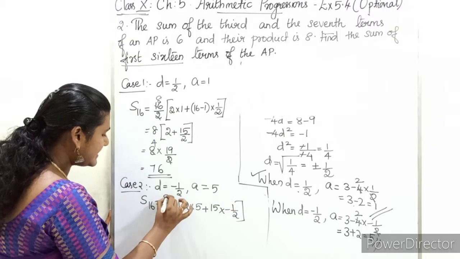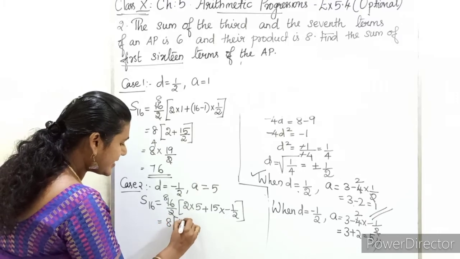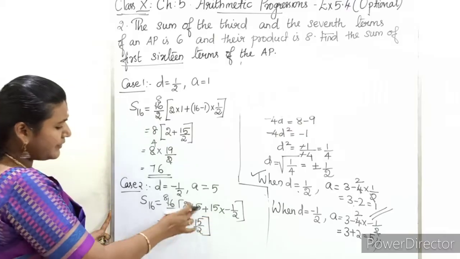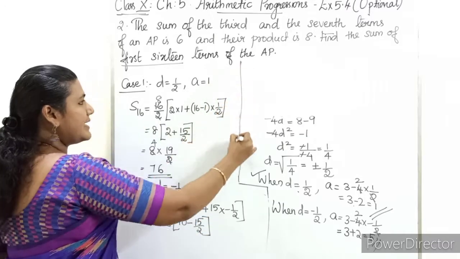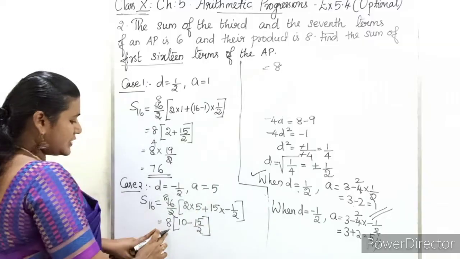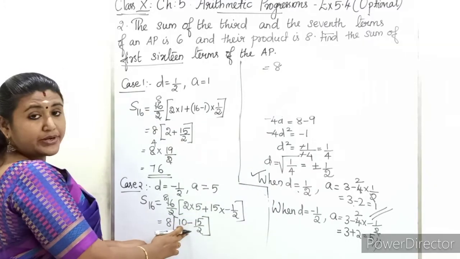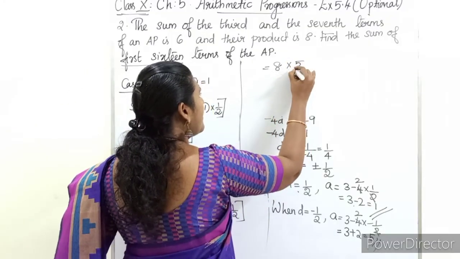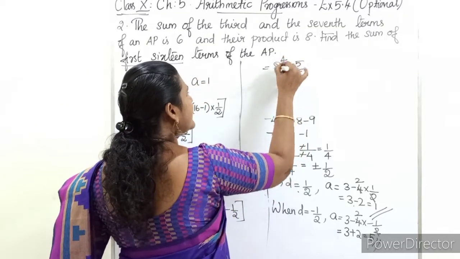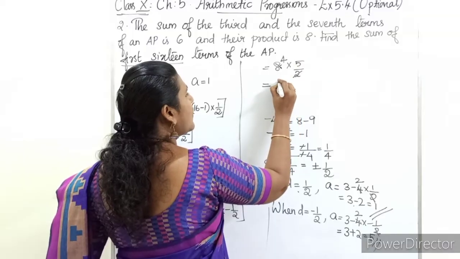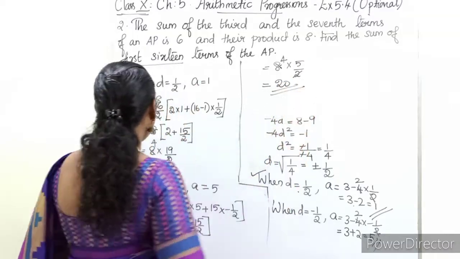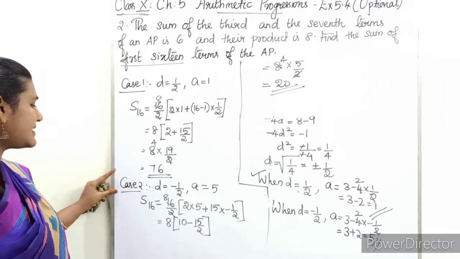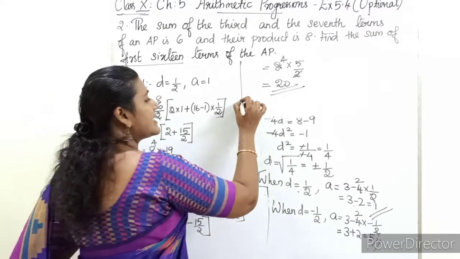We can cancel this. So 8 into, here, 10 minus 15 by 2. So we will simplify this. We will get 8 into, when you take the LCM, 20 minus 15, that is 5 by 2. This 2 and 8 will get cancelled. So the answer is 4 into 5, 20. So in case 1 you got the sum of 16 terms equal to 76, and in case 2 you got the answer as 20.